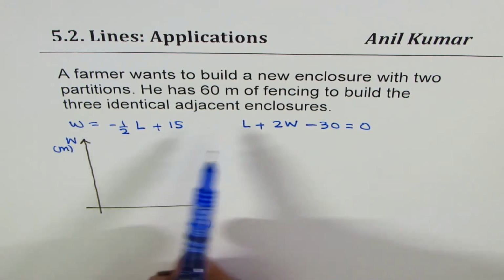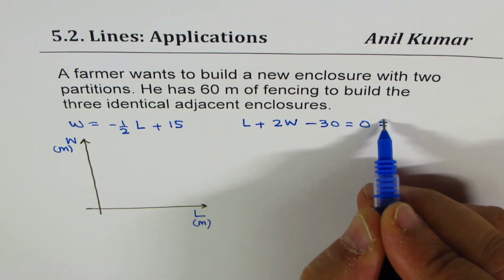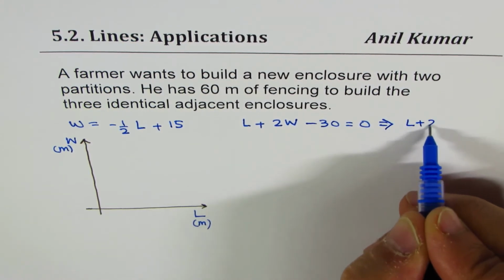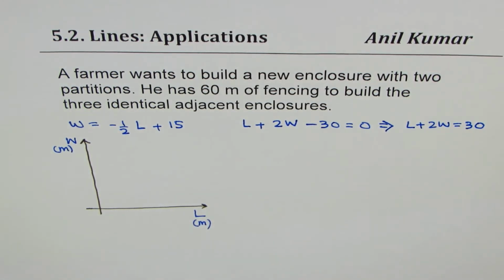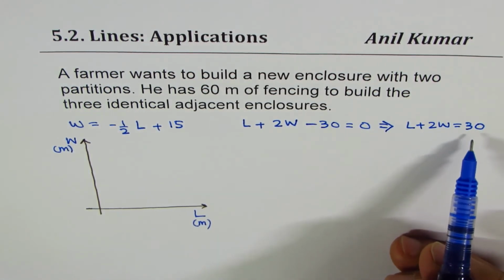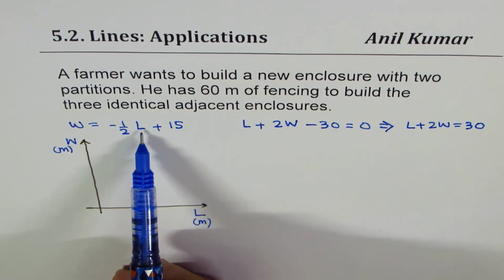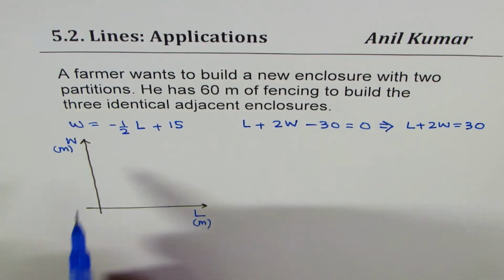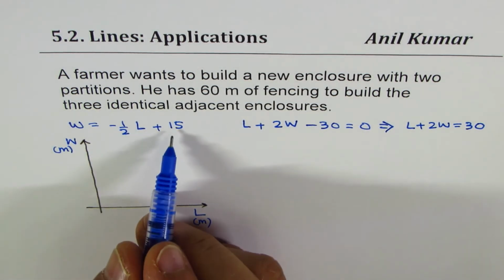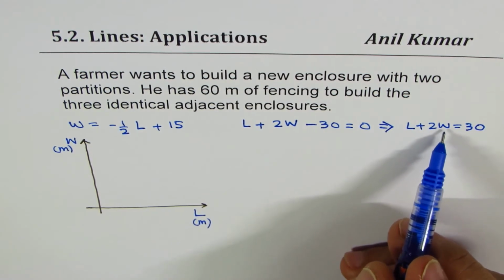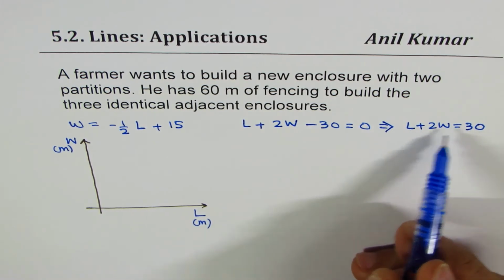To sketch a graph, we could use any one of these two equations. This equation could also be written as L plus 2W equals 30. Is it okay? Anyway. Now, if I take L as 0, then what do I get? I get a value of W as 15, right? Correct? And if I take W as 0, what do I get for L?